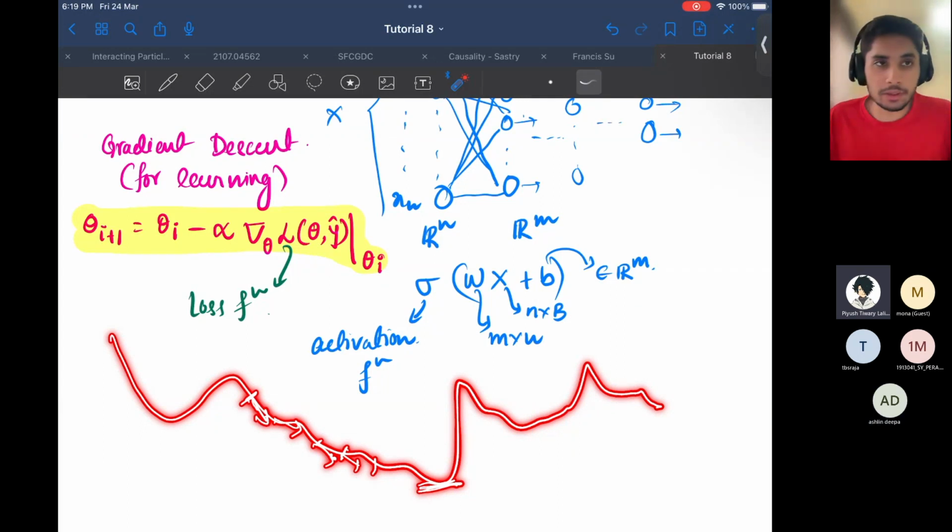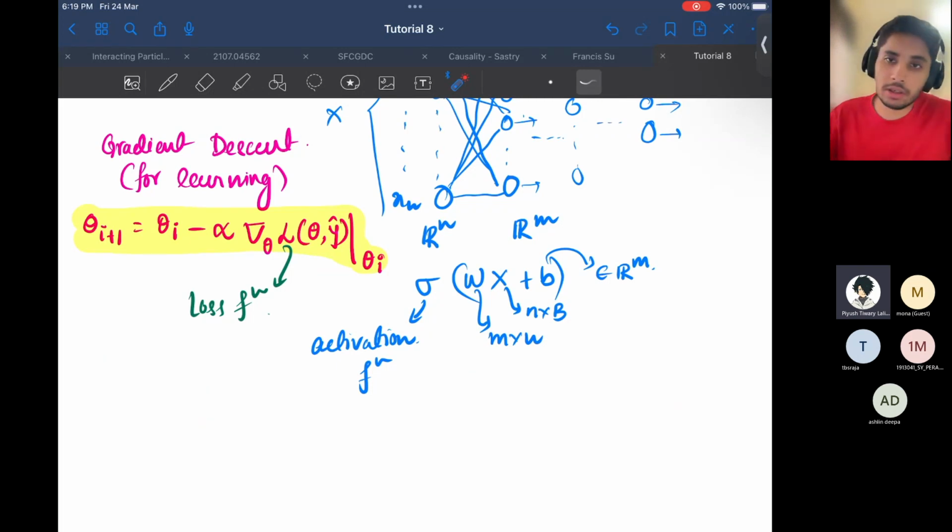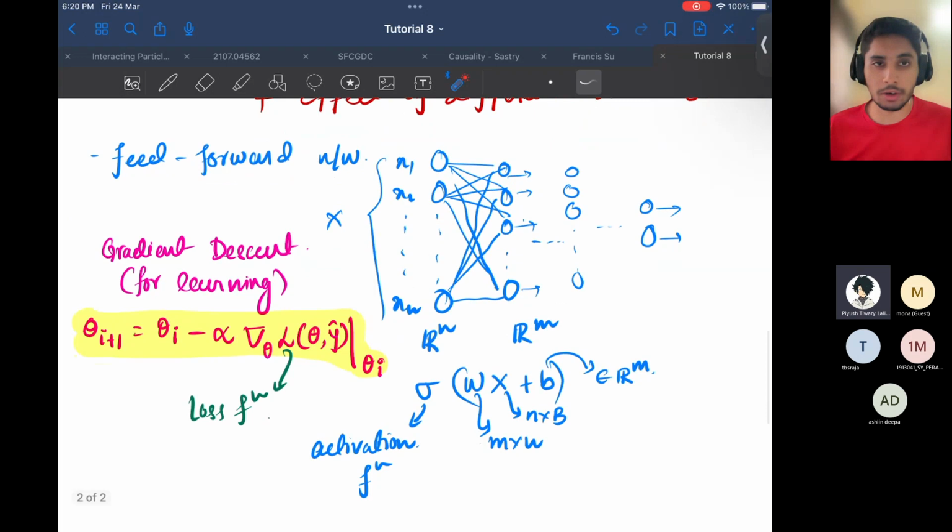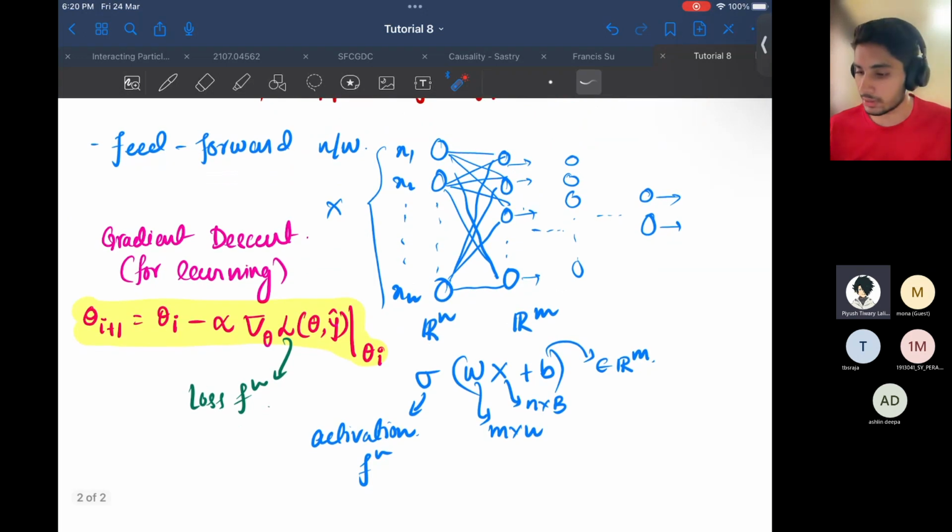Okay. So this is the whole idea. You want to reduce your loss function. I mean, reducing your loss function is equivalent to saying that you want your predictions to be as close to the actual outputs as possible. Okay. So this is the basic general idea of neural networks, in particular feed forward neural networks.